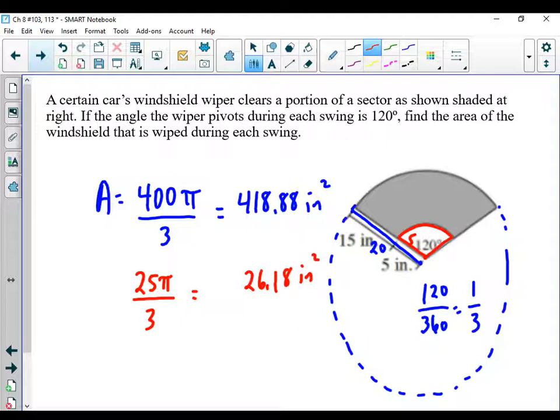And since I'm taking that out, we're going to subtract those two values. So if I take the 418.88 minus the 26.18, I find out the area would be 392.7 square inches.